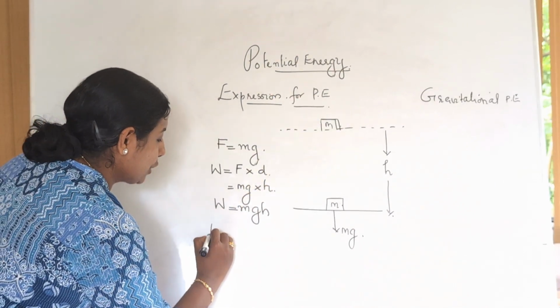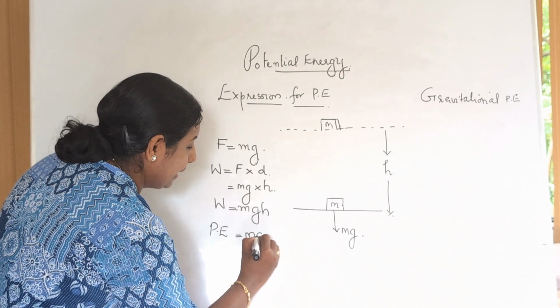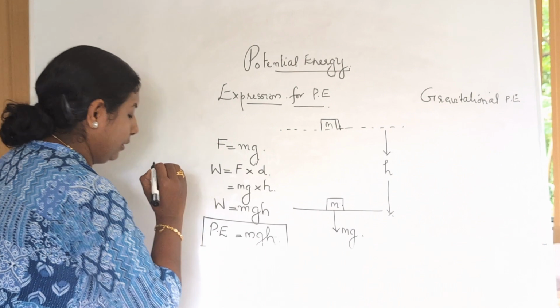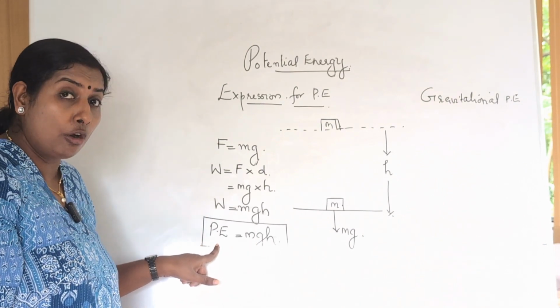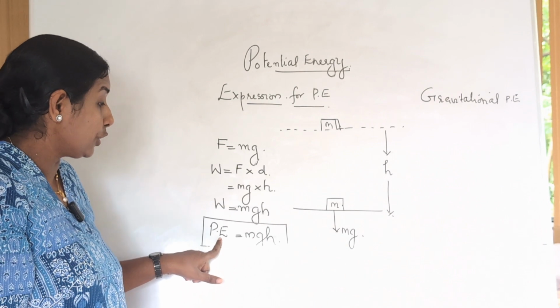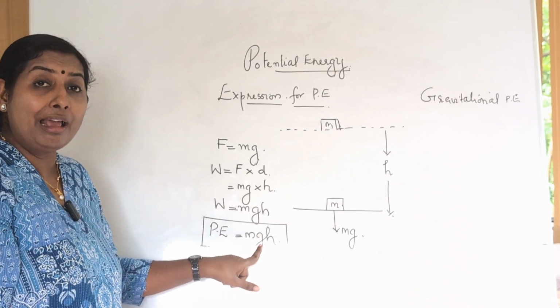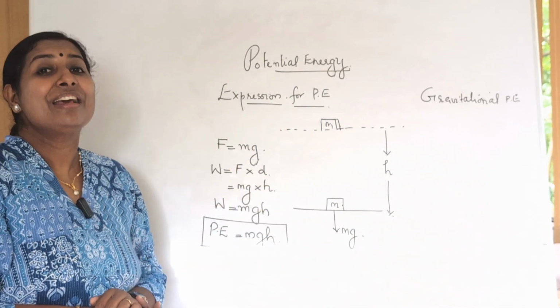So what is the potential energy of the body? This potential energy of the body is equal to mgh, as the work done is converted into potential energy. So what are the factors on which this potential energy depends? The factors on which potential energy depends are the mass of the body, the acceleration due to gravity, and the height to which the body is raised.